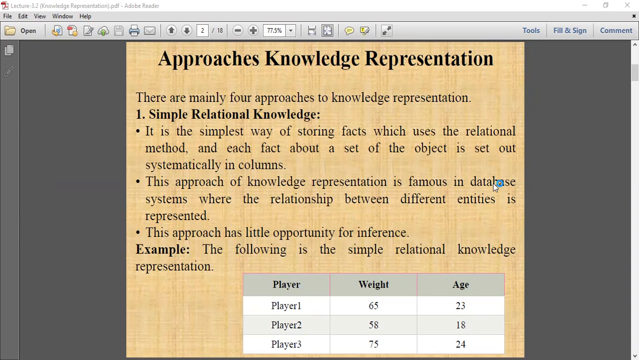Hello, friends. Today's topic is approaches to knowledge representation. There are mainly four approaches to knowledge representation. First is simple relational knowledge. In this, we have to collect the data and store it in a database in a systematic way.